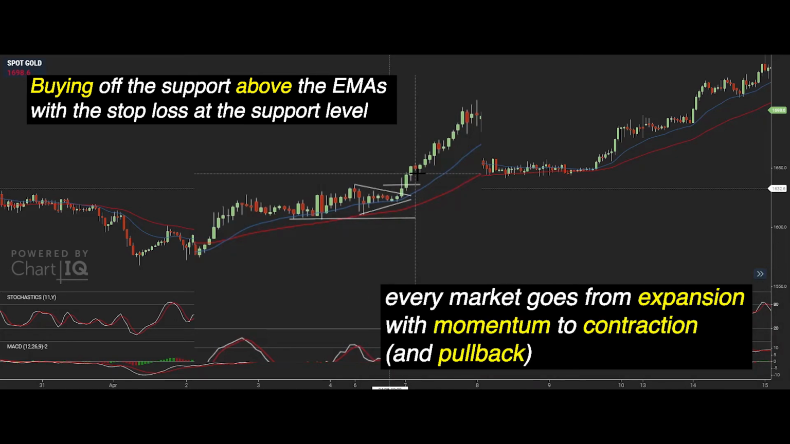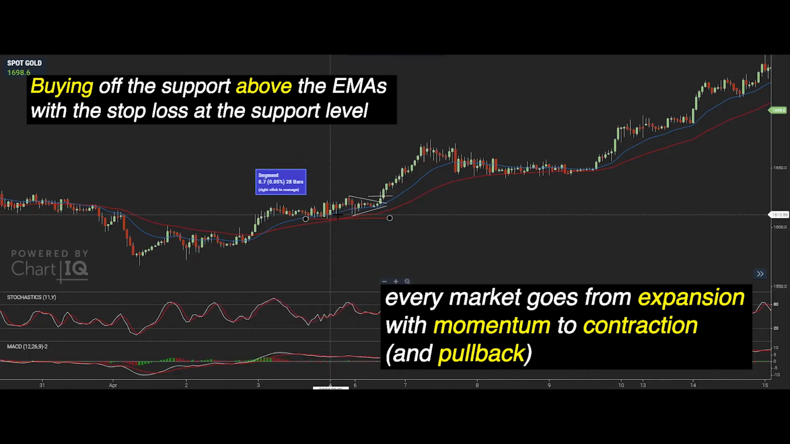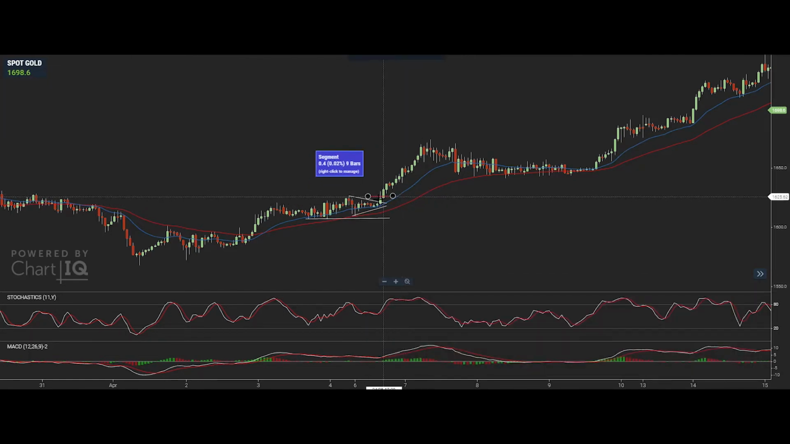Every market goes from expansion, when you're trying to go with momentum, to contraction, maybe a pullback. Then it goes back into expansion and a pullback until it runs out of steam. And ultimately you go into a longer term pullback or contraction. So we're just trying to take advantage of any expansion we have in the market and buy into expansion, or sell into expansion on the downside, like I said. So that was a nice little entry opportunity there.